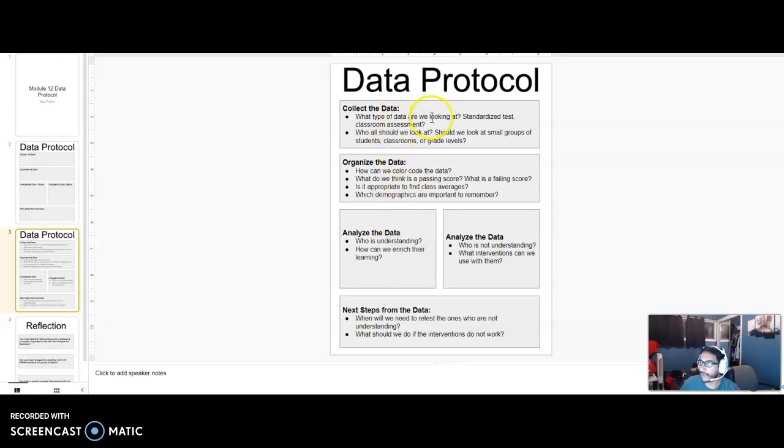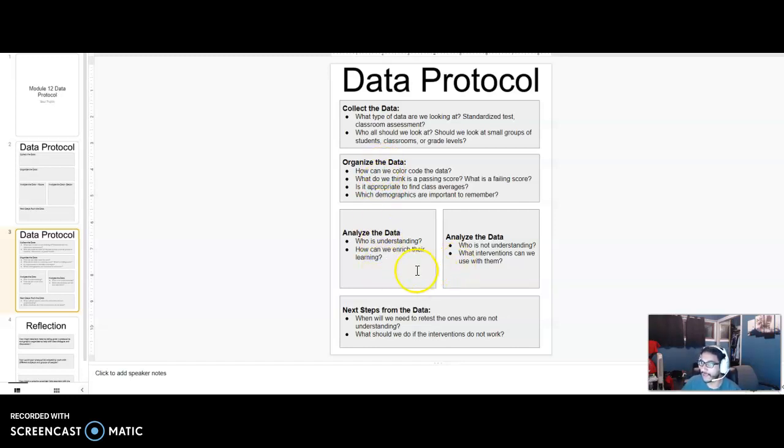So what type of data are we looking at? Is it standardized tests, classroom assessments? Who all should we look at? Should we all look at small groups of students, classrooms, or grade levels? How can we color code the data? What do we think is a passing score? What is a failing score? Is it appropriate to find class averages? Which demographics are important to remember?